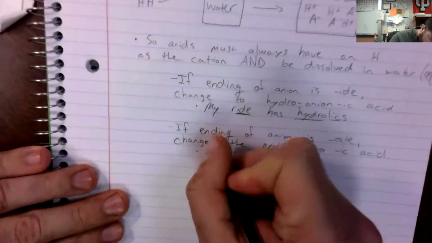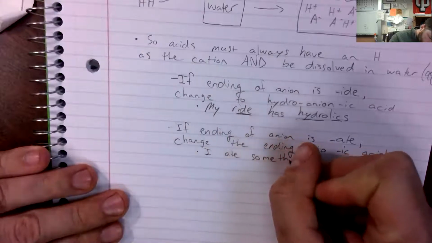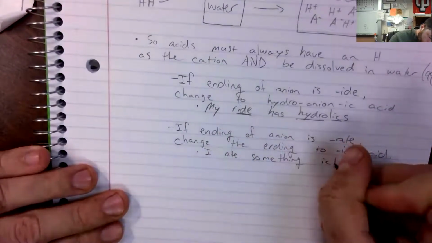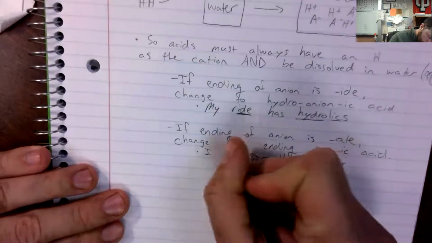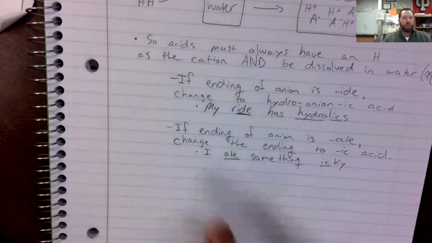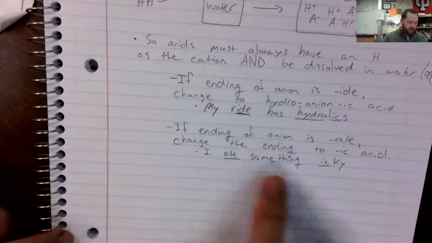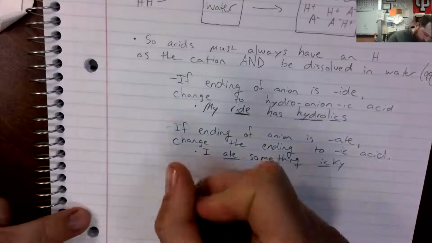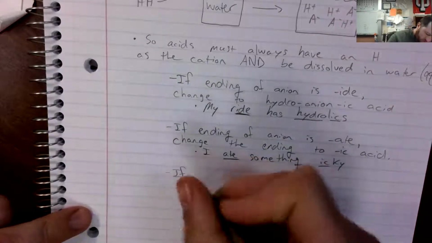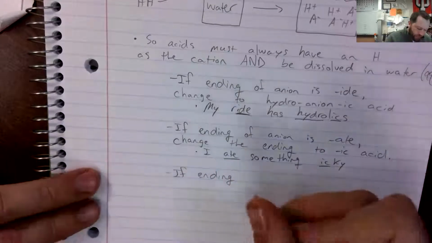The gimmick there is: I ate something icky. So I ate something icky. The ending's ATE, change it to IC. And then finally, the third ending you might have when working with an anion.